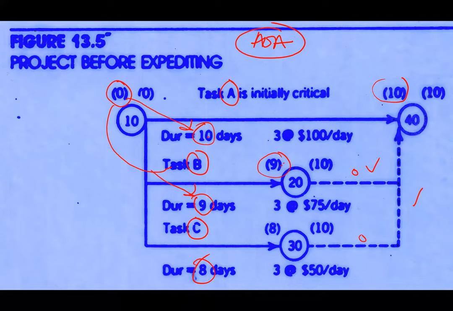9 plus 0 is equivalent to 9 here, 9. How about C? 0 plus 8 is equivalent to 8. 8 plus 0 is equivalent to 8. So for C, there is 8.